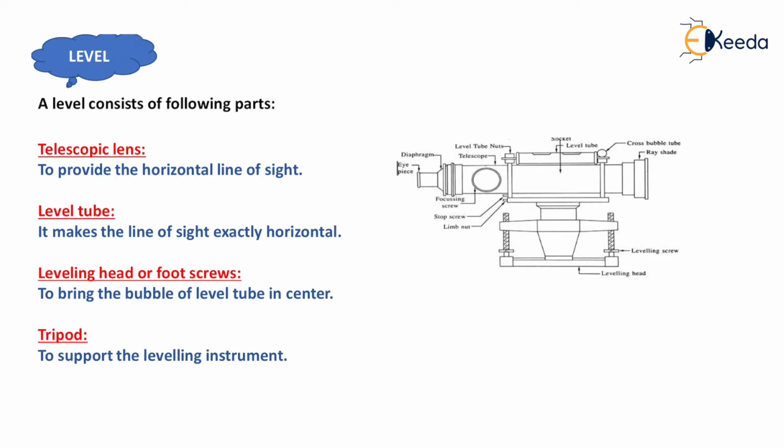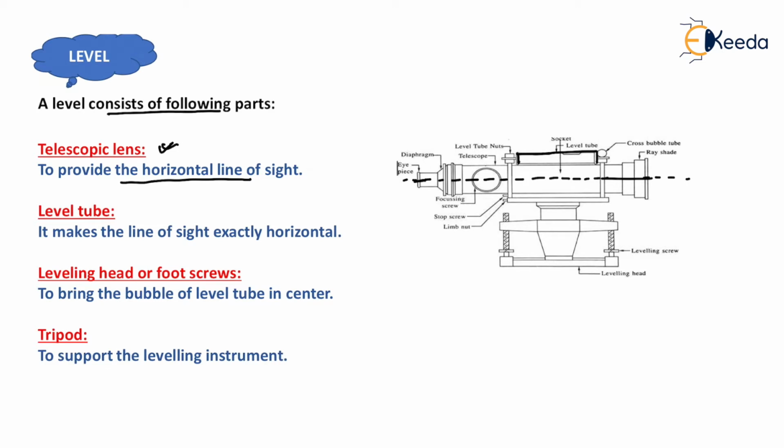Now a level generally consists of the following parts. First one is the telescopic lens, which is shown here. The telescopic lens is used to provide the horizontal line of sight, which remains tangential to the level line. Now the next one is the level tube. Here the level tube is shown. Generally it makes the line of sight exactly horizontal.